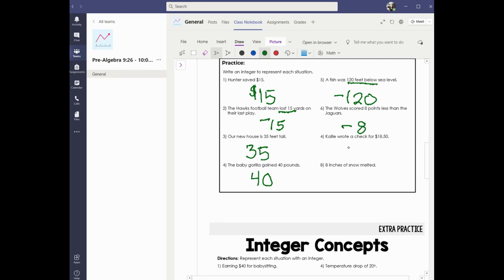If Callie wrote a check for $18.50, that is something she has to deduct from her account, so that would be negative $18.50. Careful where you use the decimal point. And if 8 inches of snow melted, so when the snow melts, it's going away. That is negative 8. And here's our sign for inches.